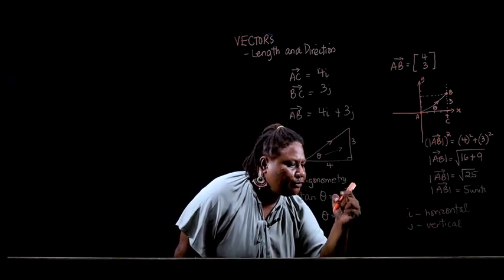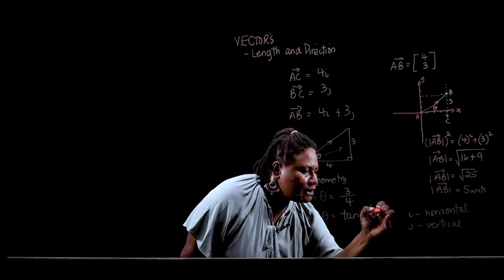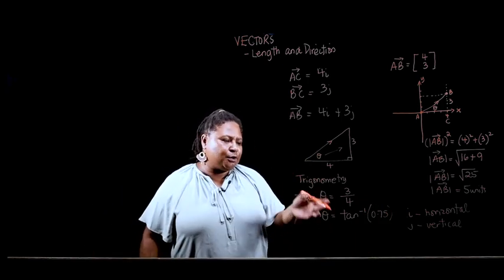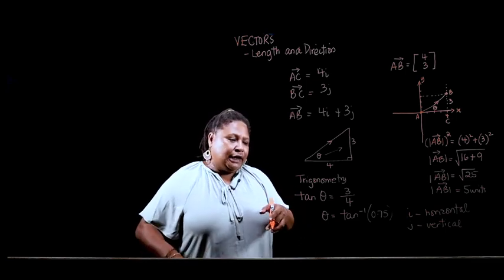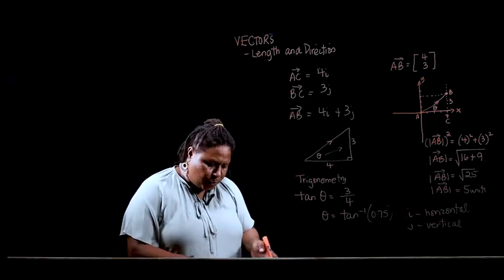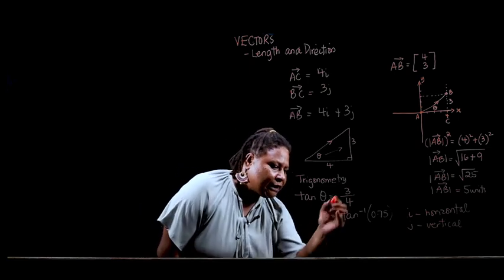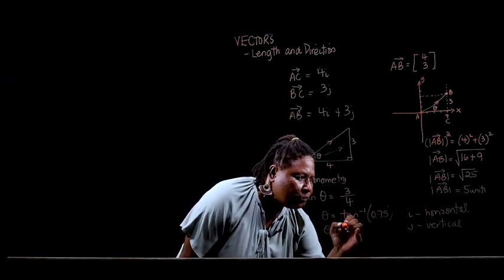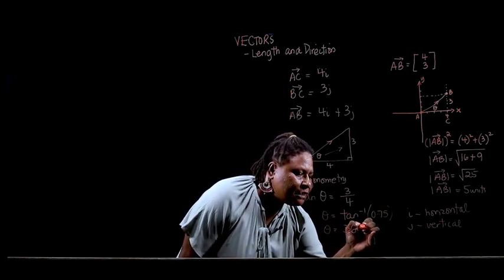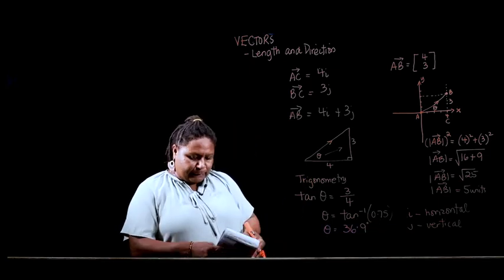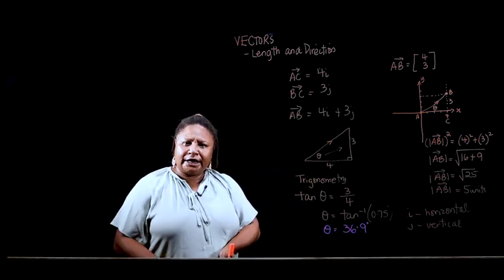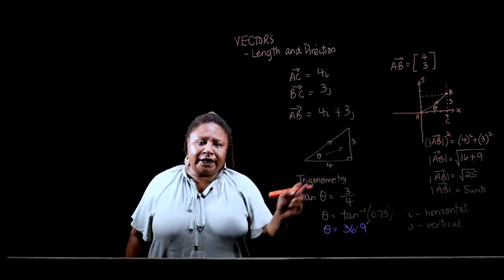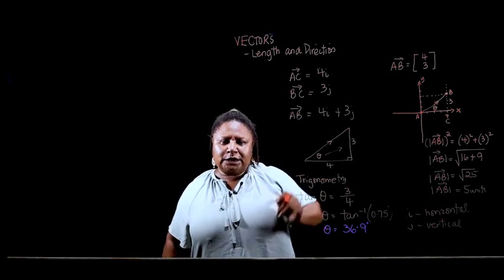let's see, 3 over 4 is equal to 0.75. If we go back to the tables, you will find the angle with that value, or you use a calculator. At this point, we are able to use the calculator. So we are going to find the angle whose tangent is 0.75 to be 36.9 degrees. So we've found the length of vector AB, and we've also found the direction in which that vector is pointing.